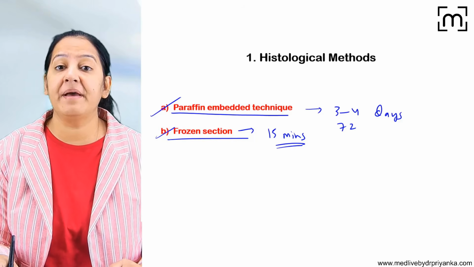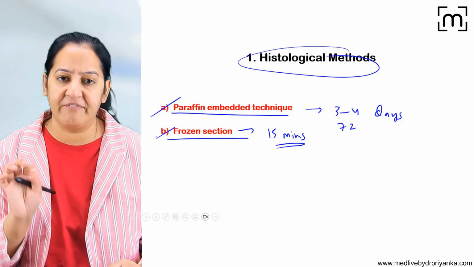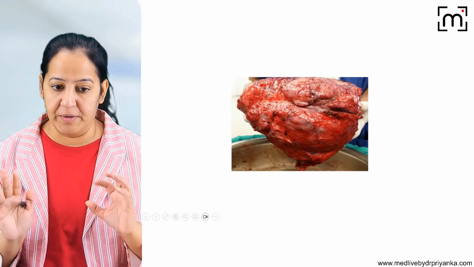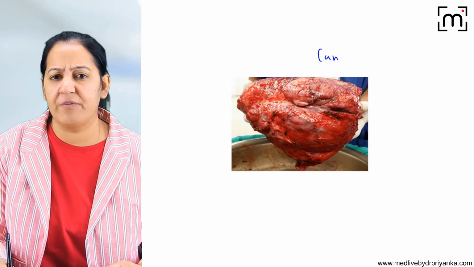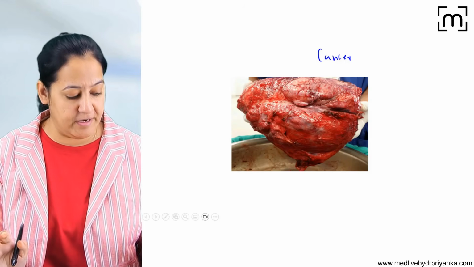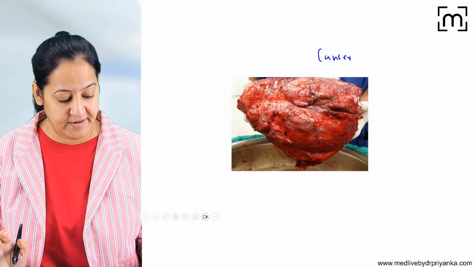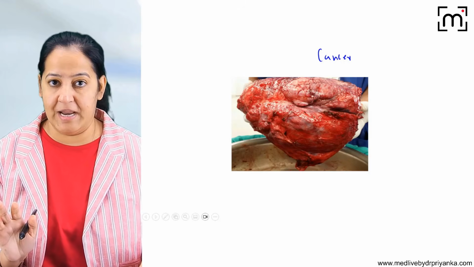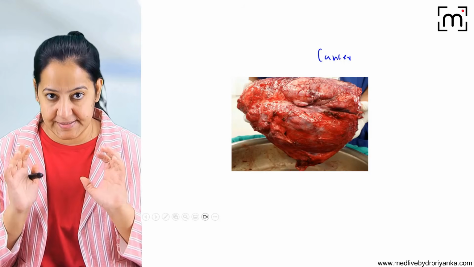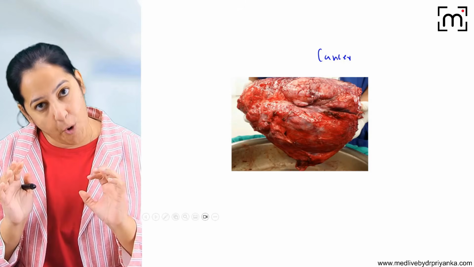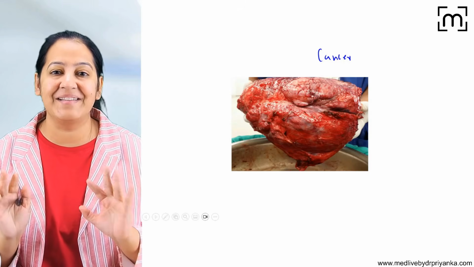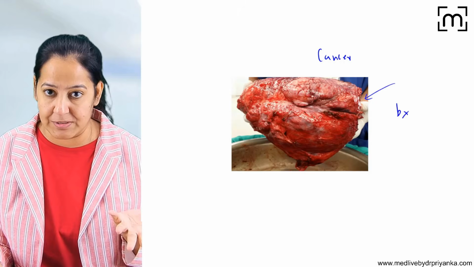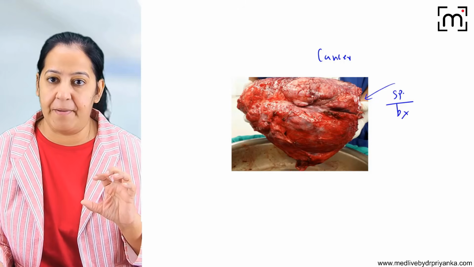First of all, what do you mean by histological method? The most important way of diagnosing cancer. Now, for example, there is tumor. You can see this is cancer. This can be cancer of any part of the body, and the surgeon has operated it. Once the surgeon has operated it, the surgeon has sent the specimen to the laboratory, the histopathological laboratory. Now, it can be a specimen, sometimes it can be a biopsy also. It can be complete specimen or it can be a biopsy.